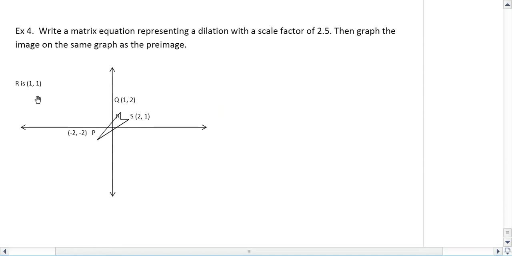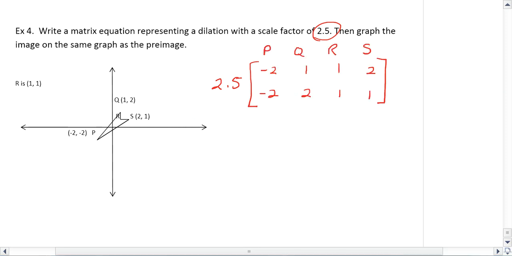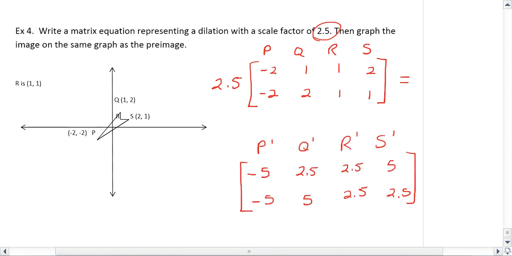In example 4, we're asked to take this shape that's got 4 vertices this time and scale it by a factor of 2.5. So obviously we are going to be enlarging this shape. So if your scale factor is 2.5, I can just go ahead and put that right in front of the matrix. And then let's pull the vertices coordinates of these 4. So now I have this set up, and if you recall, when you're multiplying by scale factor, you just multiply the 2.5 times every single element in the matrix. All right, so I think I multiplied that correctly.